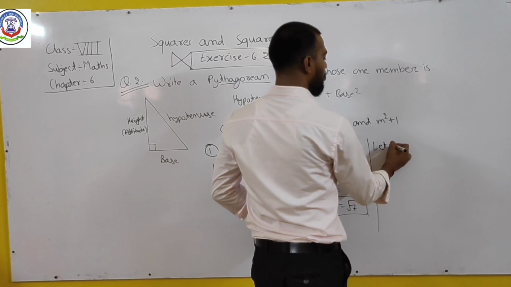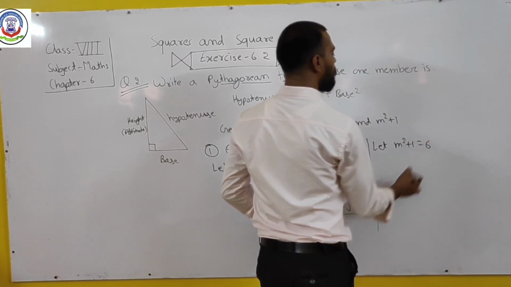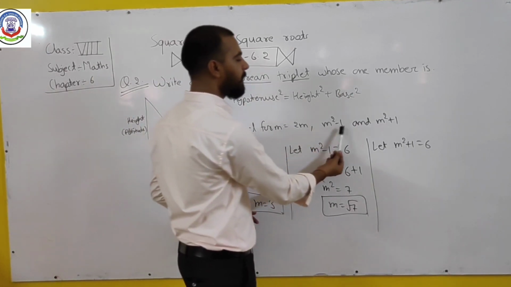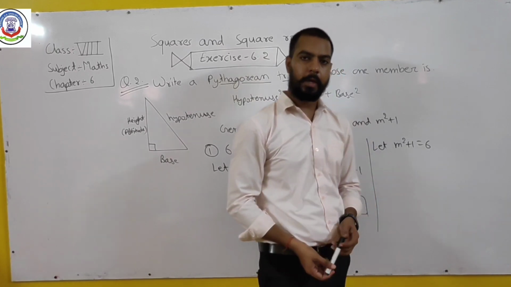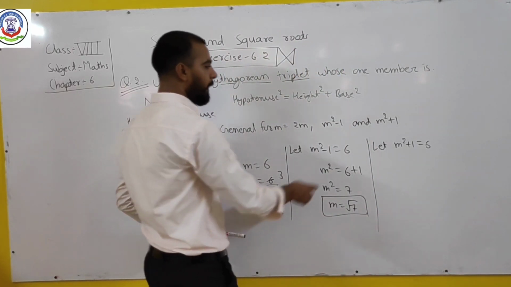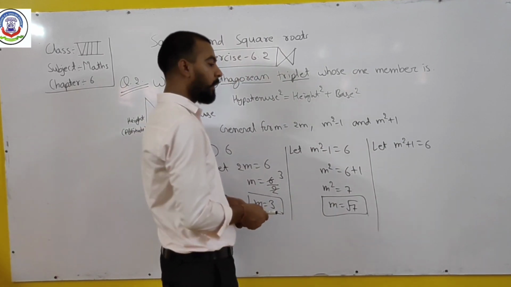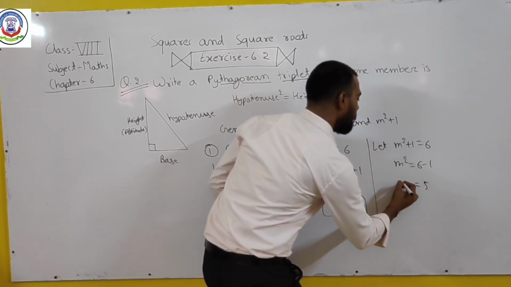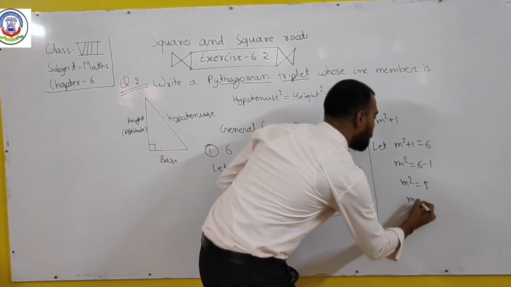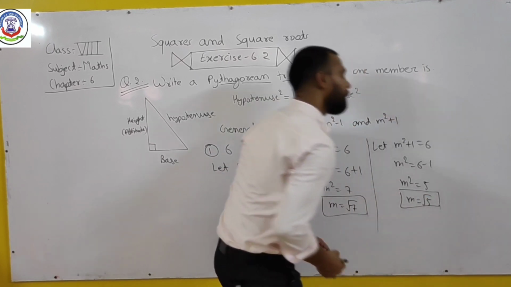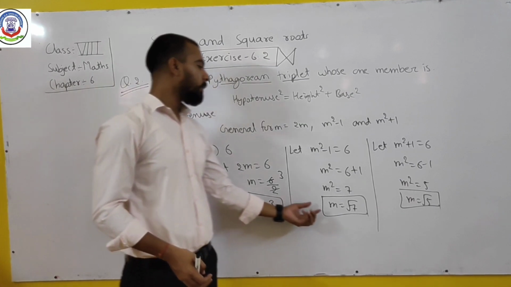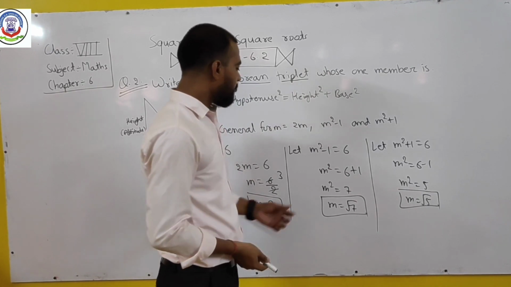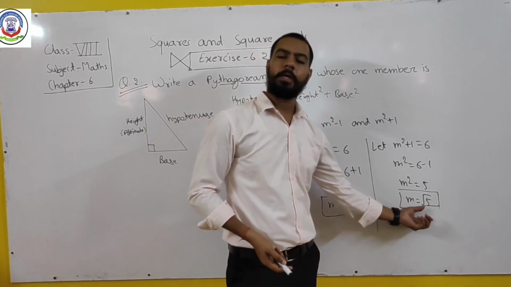And in the third, let m square plus 1 is equal to 6. That means you have to put each of the terms equal to 6, the first term, the second term and the third term. If m square plus 1 is equal to 6, then taking 1 to the other side, m square is equal to 6 minus 1, and this will be 5. m square is equal to 5, then your m will be √5. So we have 3 values of m. Now the problem is that these 2 values are not integers.